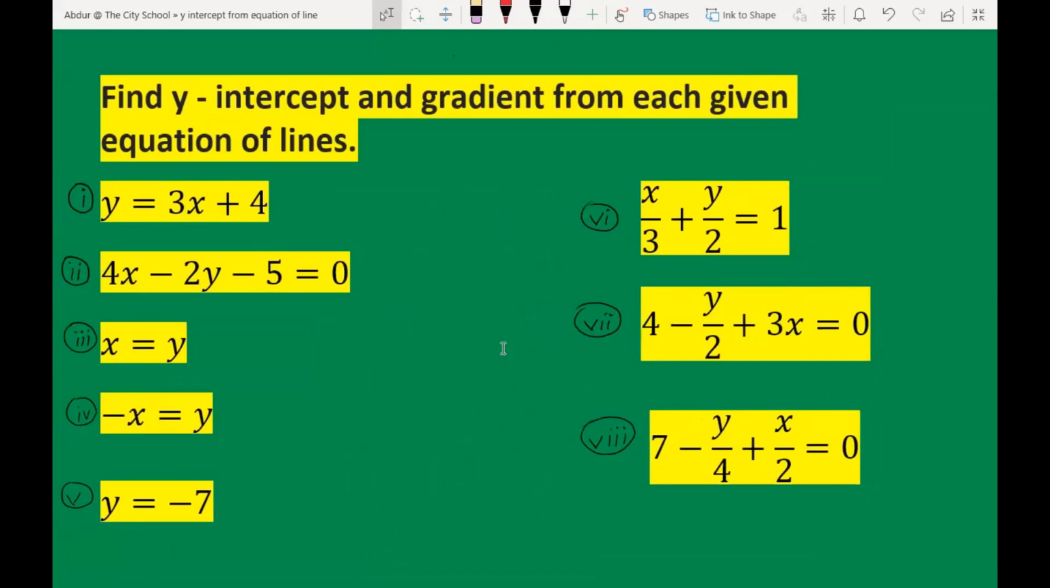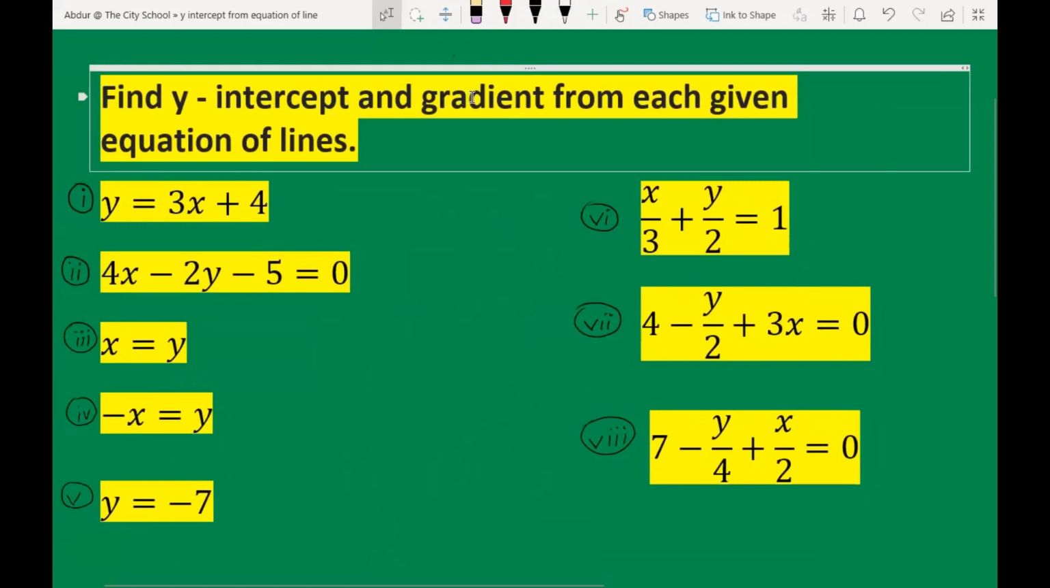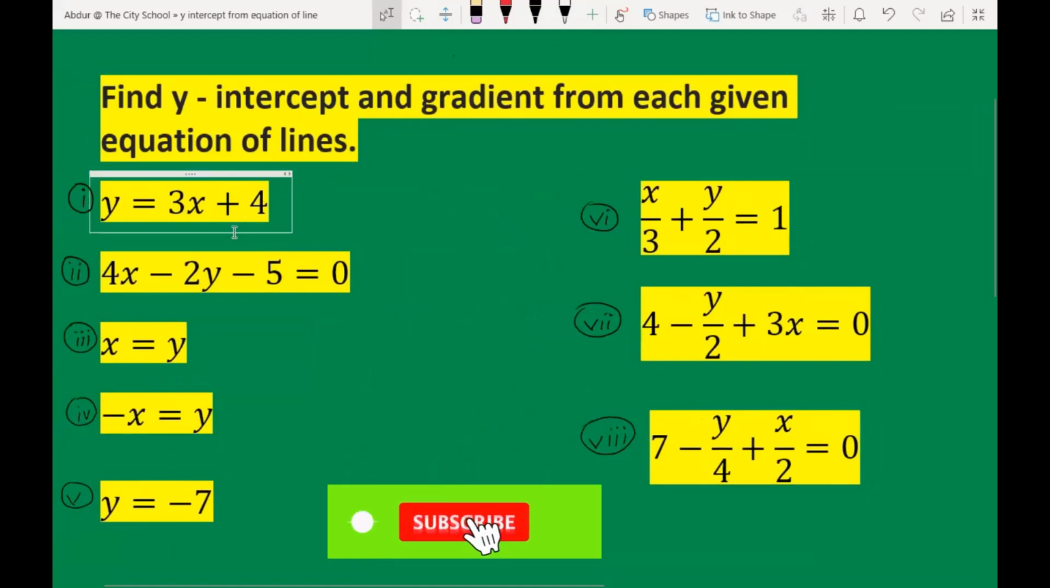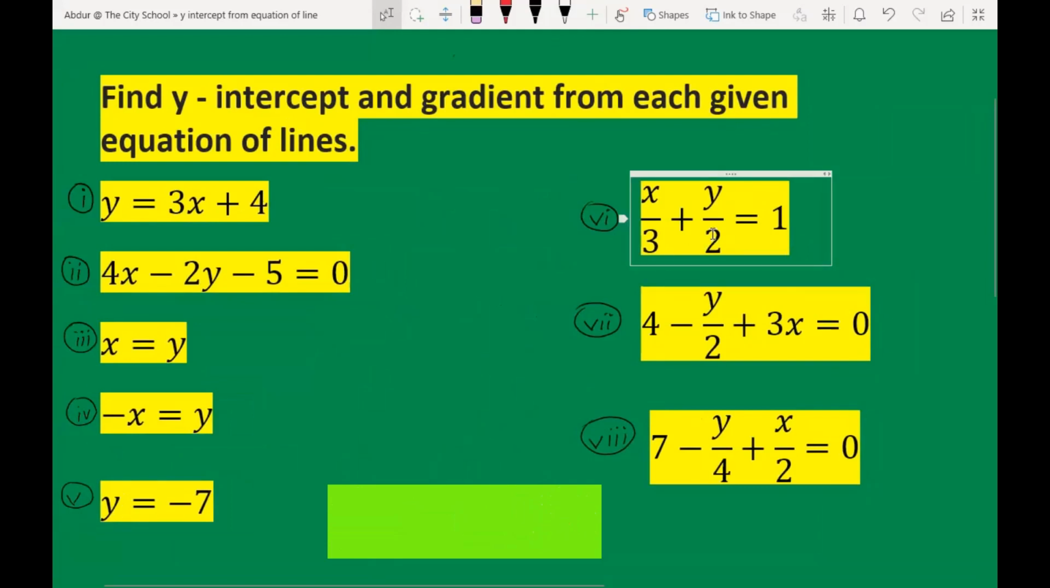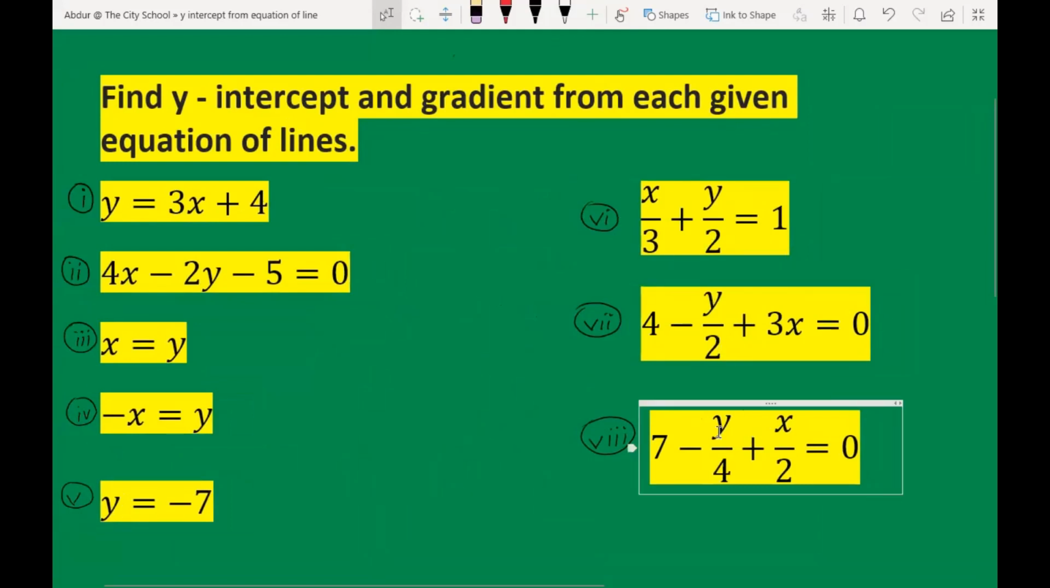In this video, you will learn how to find y-intercept and gradient from each equation of lines. There are 8 equations here: 1, 2, 3, 4, 5, 6, 7, and 8. I'm going to take one by one as an example. So let's start from part 1.